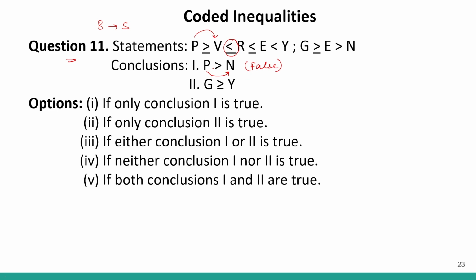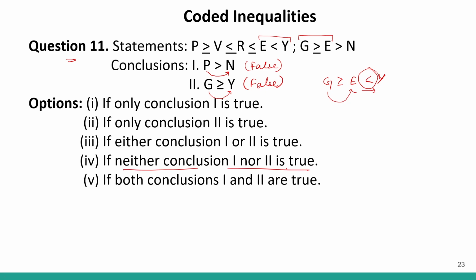This is false. Coming to the second conclusion, G is greater than or equal to Y. So we have to move from G to Y. Correct? If I look over here, I can see that G and E have a relation and E and Y have a relation. It is given that G is greater than or equal to E and E is less than Y. So again, if I have to move from bigger door to smaller door, I can move towards E but I cannot go forward. Why? Because the symbol has changed. There is a smaller door, not a bigger door. So this is also false. So my answer will be that neither conclusion 1 nor conclusion 2 is true. Option number 4. Clear?